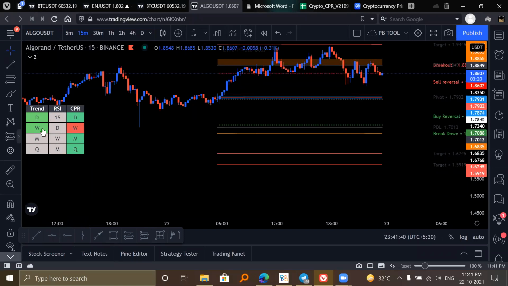Same goes for the trend. All complete RSI is gray color, so it means neutral. It means it is neutralized. The value is between 35 to 65, right?